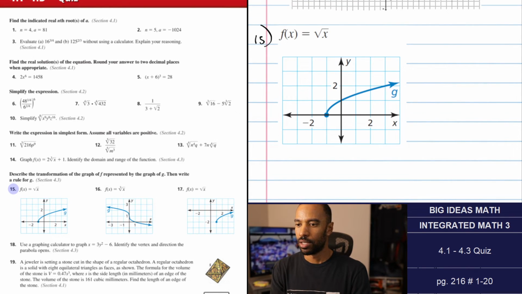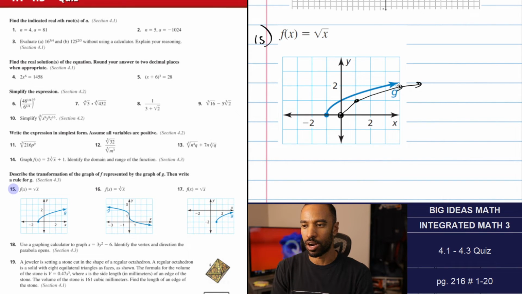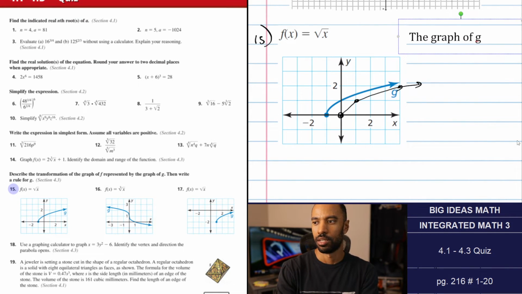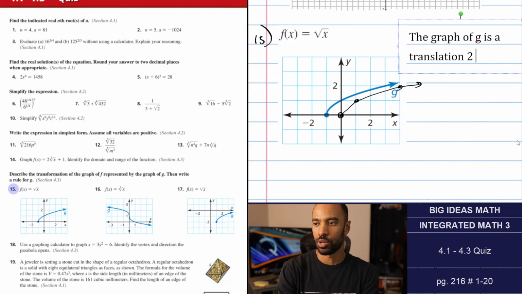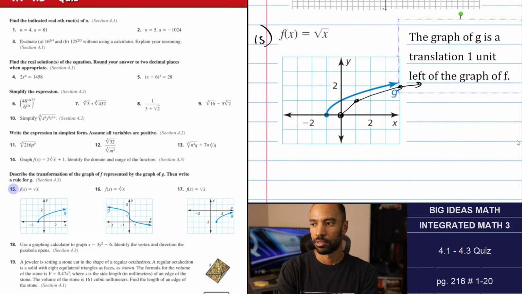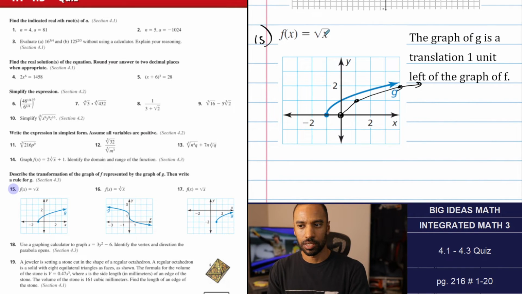So this one, we're taking our original square root function, which would have started here, like this, and it looks like it just translated 1 unit to the left. We're saying, hey, move it over here. See, look at that, perfect. So a square root function is over 1 up 1, over 4 up 2, right? Square root values. So the graph of g is a translation 1 unit left of the graph of f. That's it.